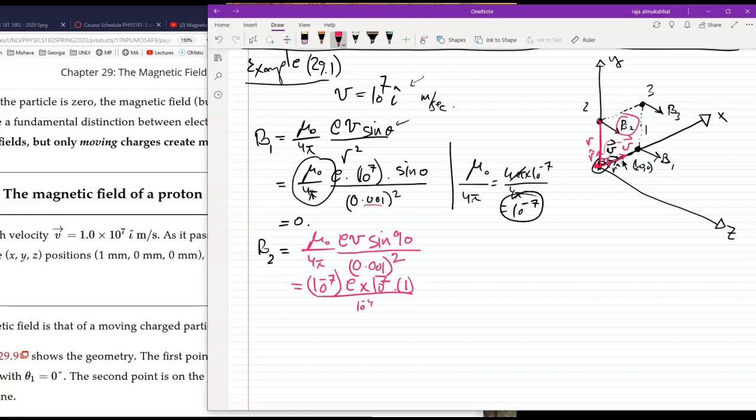Anyway, so we calculate that, and I'm just going to cheat the answer from the book. We get B2 to be equal to 1.6 times 10 to the negative 13 Tesla. There we go. You got it? You see how I did it with the Biot-Savart Law?